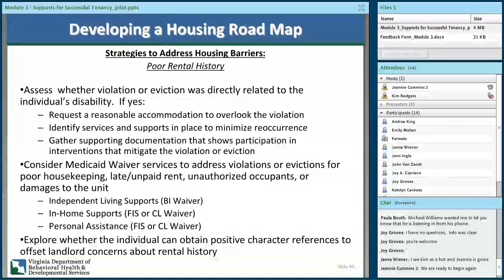Individuals may also need non-waiver supports to help them comply with lease obligations, such as a representative payee for Social Security benefits, a substitute decision maker, such as a durable power of attorney or guardian, or a relative that can co-sign the lease or guarantee the rent. Finally, it is important to assess whether anyone in the individual's circle of support can provide positive character references that would offset a landlord's concerns about rental history. These could include prior landlords, employers, service providers, and congregation leaders.